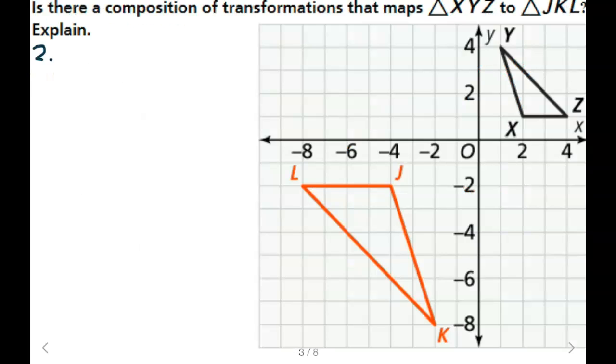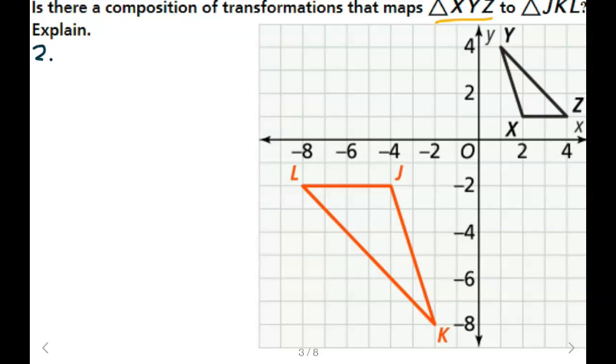All right, this time we have the original figure, we have the new figure. We're trying to figure out a composition of transformations that will take one of those to the other. Our original one is the first one mentioned in our sentence. So the triangle XYZ is the original. Now it's kind of up to you.